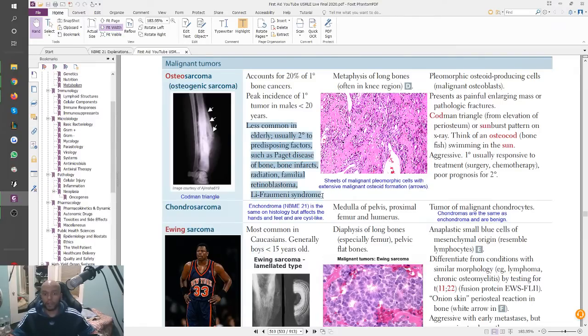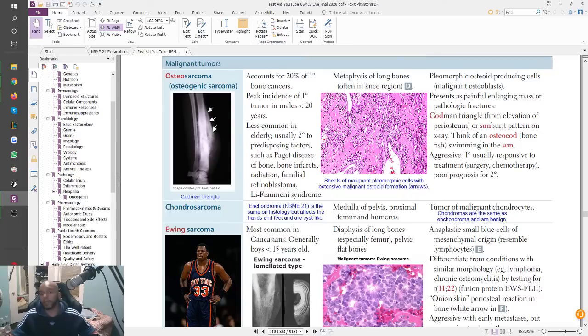because it's related to so many other conditions, right? It can be less common in the elderly, but it can occur in older ages too, and it can be due to other predisposing risk factors such as Paget disease of the bone, bone infarcts, radiation, familial retinoblastoma, which always has many other cancers to it, and Li-Fraumeni syndrome, which also has other cancers to it. Right? And then they give you the whole explanation of what it's going to look like, and there's a histological image over here that I put.